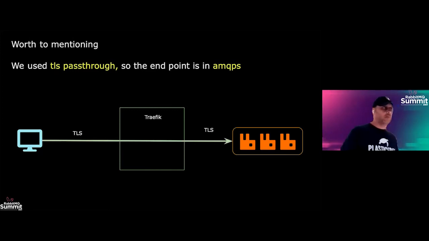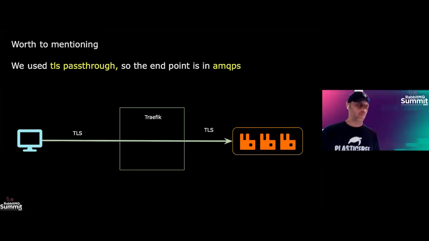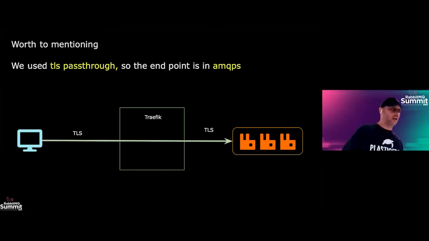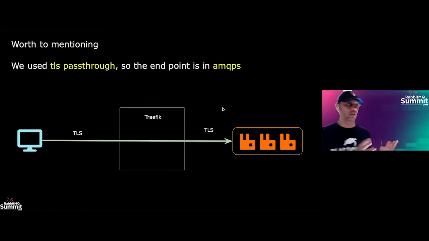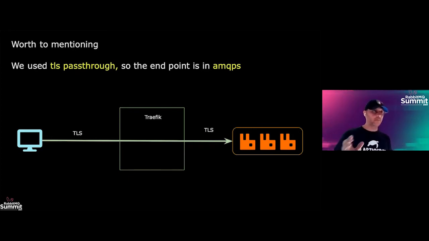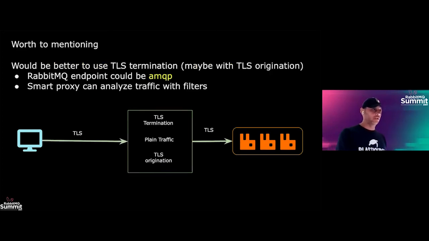So in this example, we used TLS pass-through. So the endpoint is AMQPS directly. So the client's TCP connection, the TLS connection, the traffic is passed as is from the client to the server, to the endpoint, basically. But what I'd like to say is that in this kind of configuration, in this kind of environment, it would be better to use something more complex.